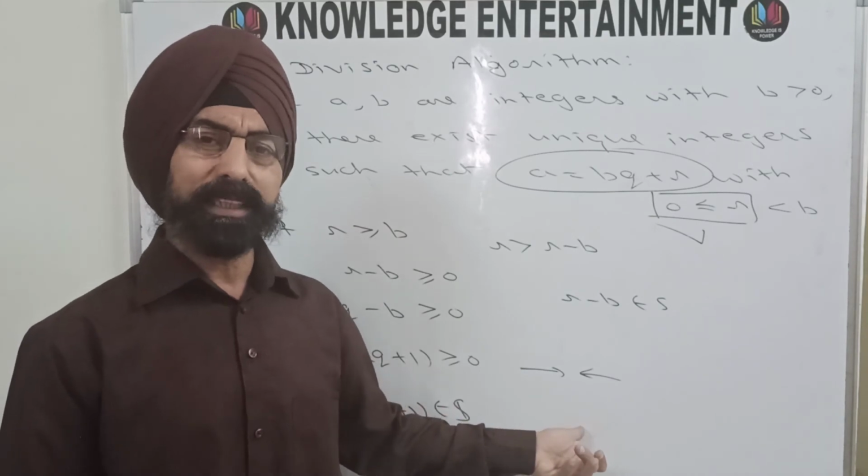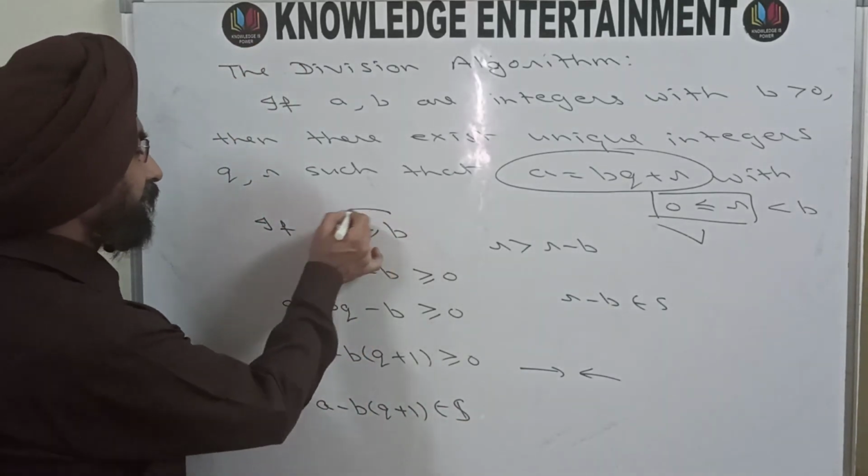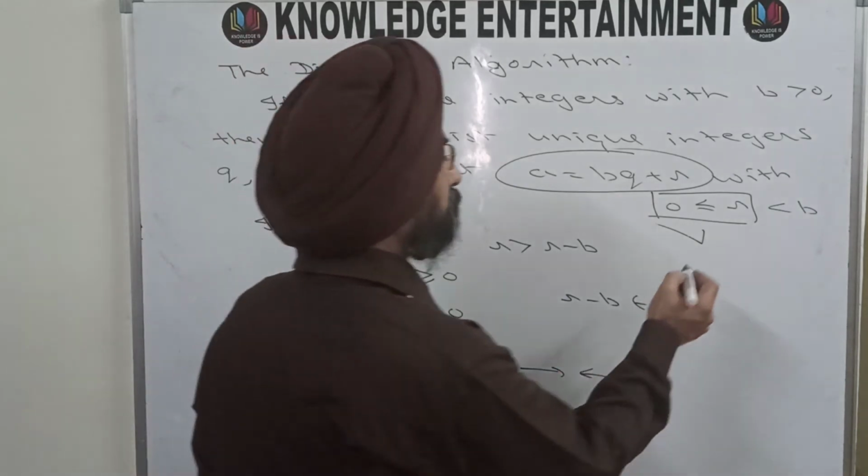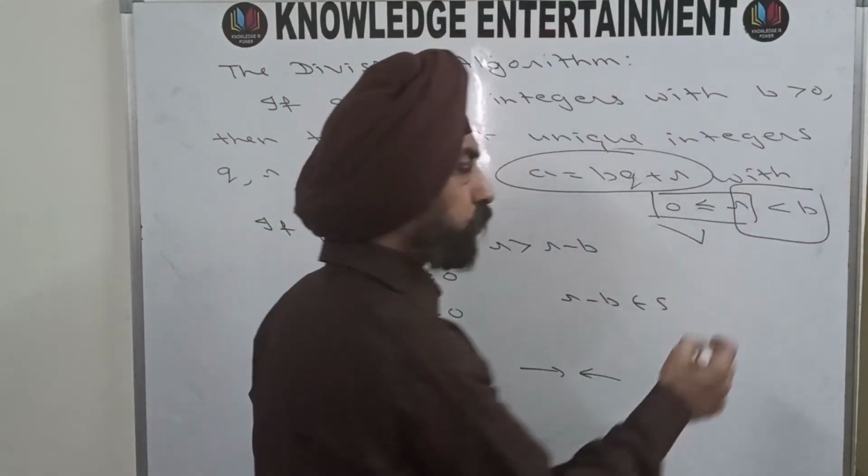So we arrive at a contradiction, and why this contradiction? Because we have taken R to be greater than or equal to B. So R cannot be greater than or equal to B. R must be less than B. So this part is also proved.